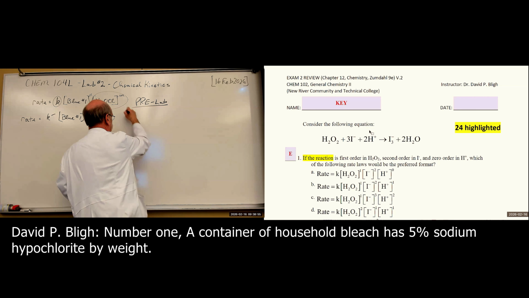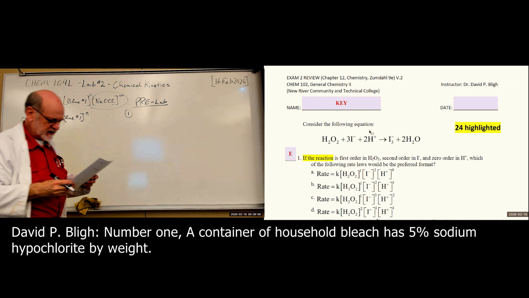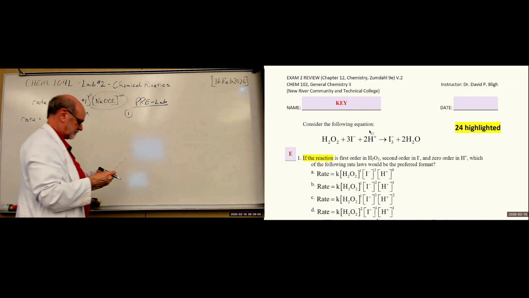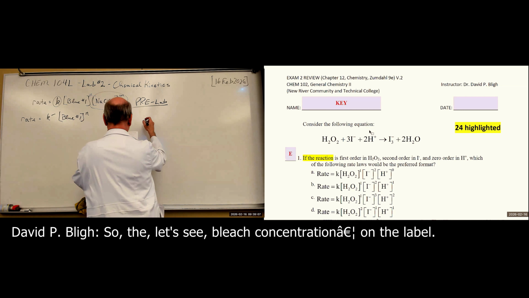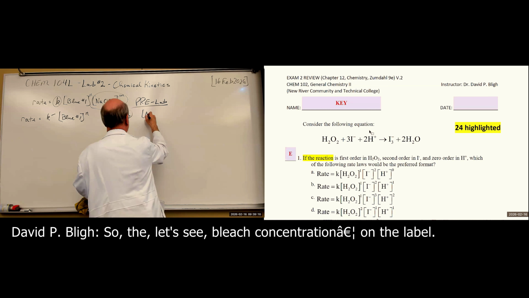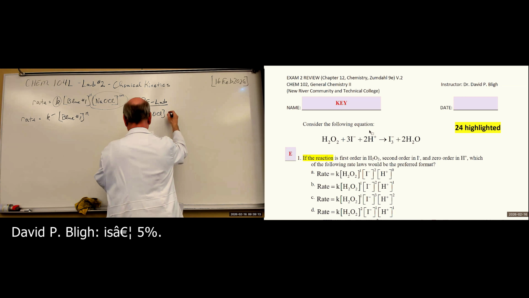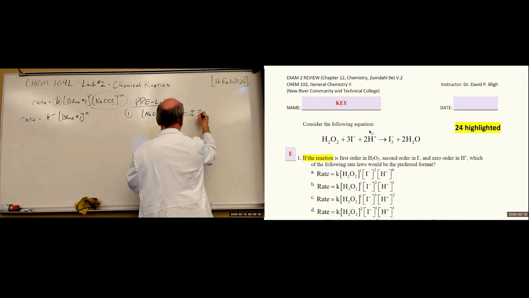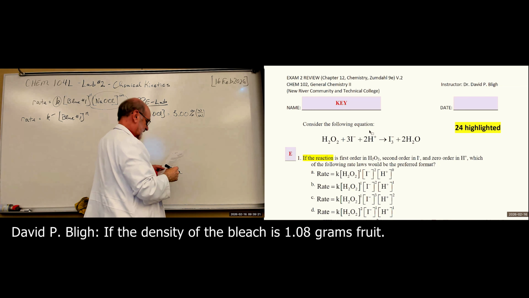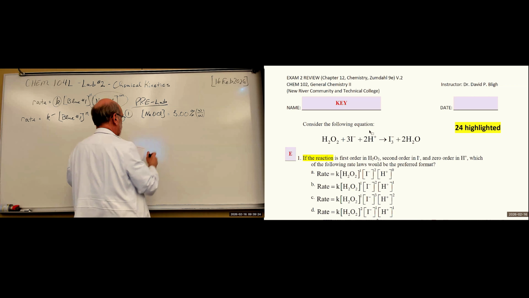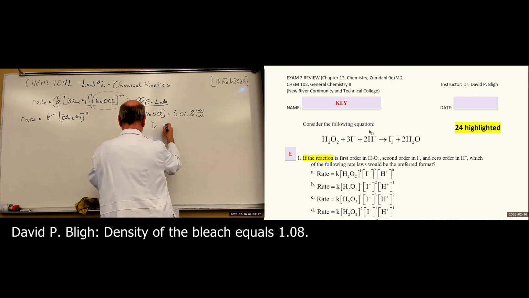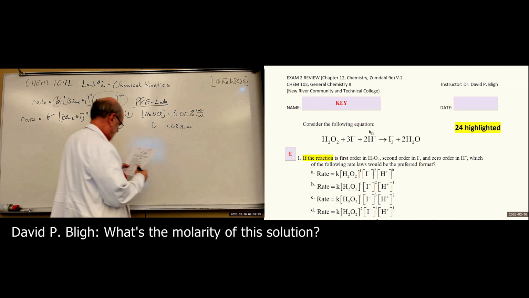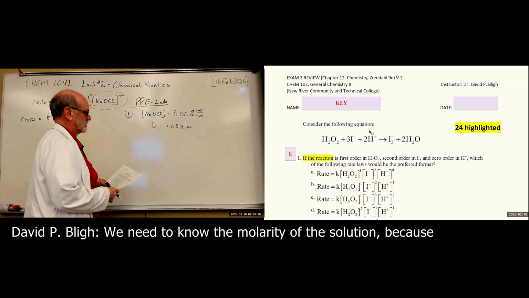Okay, number one, a container of household bleach has 5% sodium hypochlorite by weight on its label. So the bleach concentration on the label is 5% weight. If the density of the bleach equals 1.08 grams per milliliter, what's the molarity of this solution?